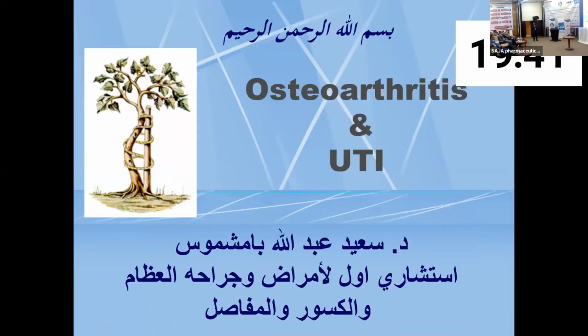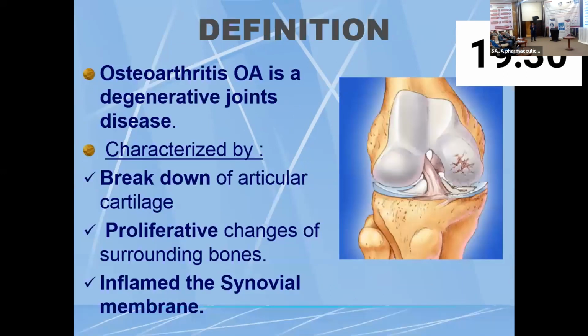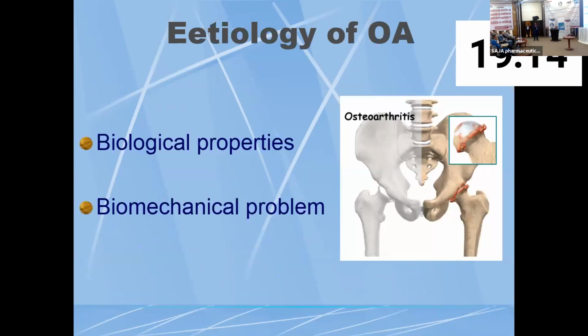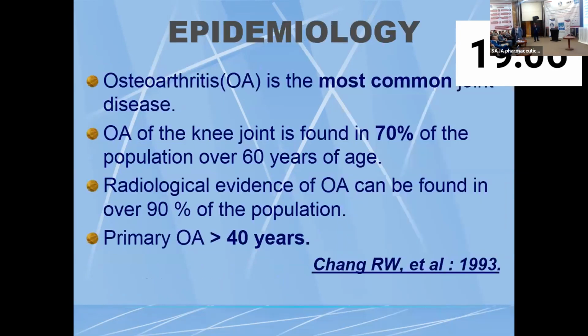أشكر القائمين على المؤتمر الثامن لجراحة المسالك البولية. طبعا ايش علاقة اليورولوجي مع الاوستيوارثرايتس؟ في علاقات كثيرة بس اخترنا علاقة كبيرة جدا: osteoarthritis and UTI. The definition of osteoarthritis is a degenerative joint disease that causes breaking down of the cartilage, proliferative change in the bones, and inflamed synovial membrane. The causes are always biological properties or biomechanical problems affecting the joint.